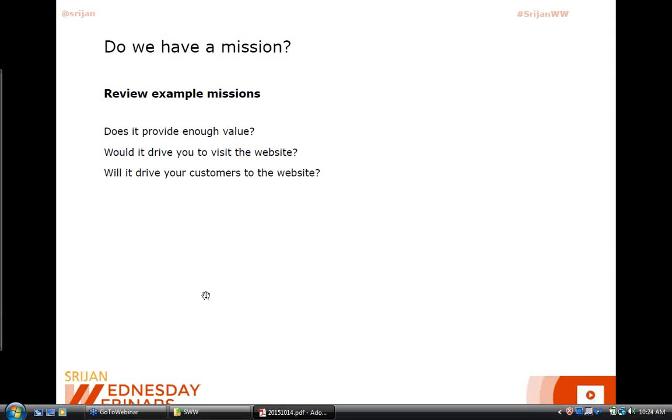And then what you want to do when you analyze whether you've come up with a good mission or not is that you want to ask the question, does that thing that you just named provide enough value to your visitors? Have you stated it in a way that would be enticing the visitors? You would want to ask the question, would that drive you to visit the website? If this weren't your own website and you were told that this was the mission of a website, would that drive you to the website?